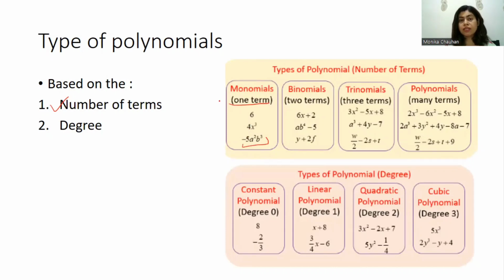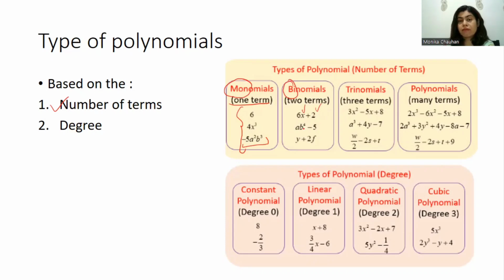So we see all these three as just one term, if you get this. So one term is called monomial. Mono means one. Bi means two, bicycle, binomial. Bi always means two. Okay. So now two terms. So you have 6x and 2 as two terms. So it comes under binomial.